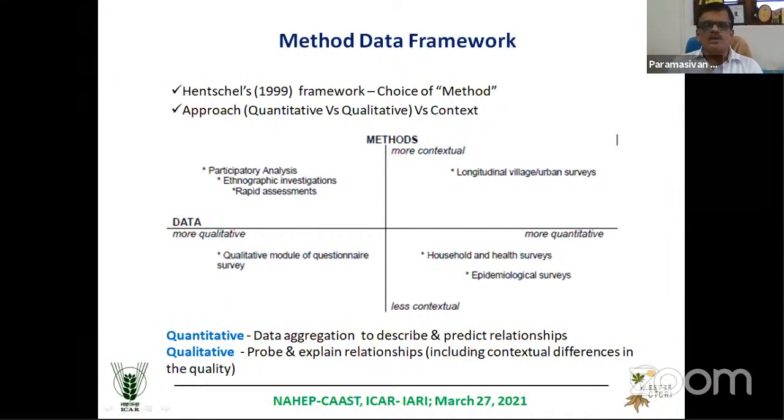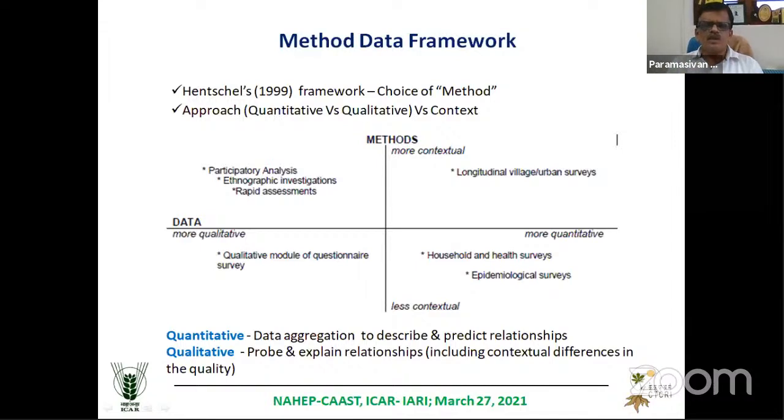The left side is more qualitative, and the right side is more quantitative. Suppose where you want to stand, what is your research objective, what is your research goal. Based on the research goal, you have to select the methods. Here, if you want to go for more description and exploration, you can go for participatory analysis, ethnographic investigations, rapid assessments, which are more contextual and less quantitative. And then the next level, where longitudinal village or urban surveys, are more quantitative but still more contextual. So in the top two, it is more contextual as well as more quantitative.